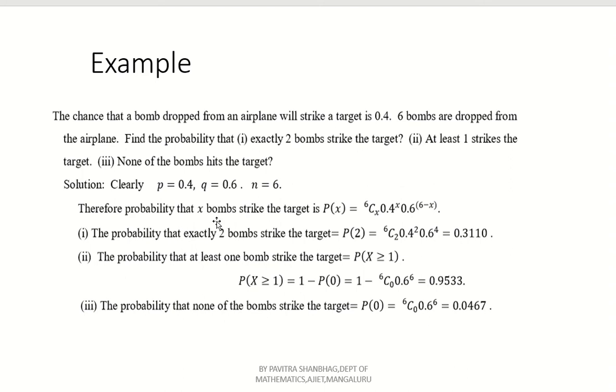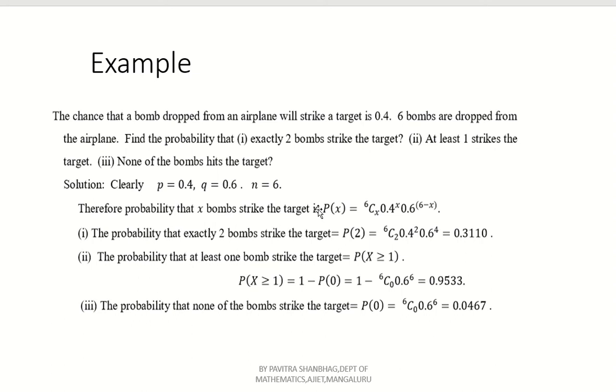Now let X denote what? Bomb strikes the target. You have to choose, let X represent the number of bombs that strike the target. First case, what is given? Exactly 2 bombs hit the target. First you have to write what is the formula. nCx p power x q power n minus x. What is n here? 6. What is p here? 0.4. Q is 0.6. First you apply that in the standard formula. You will get 6cx 0.4 power x 0.6 power 6 minus x. This is the general formula.